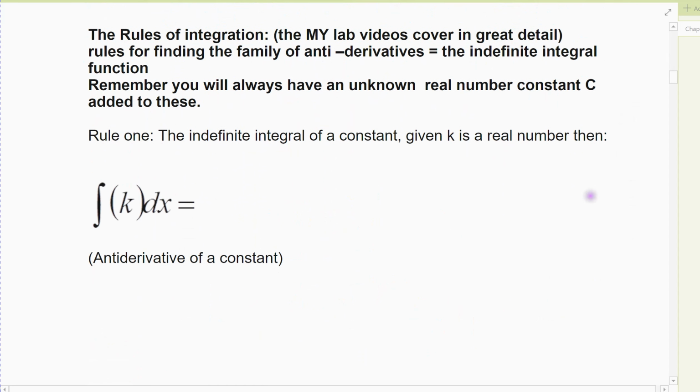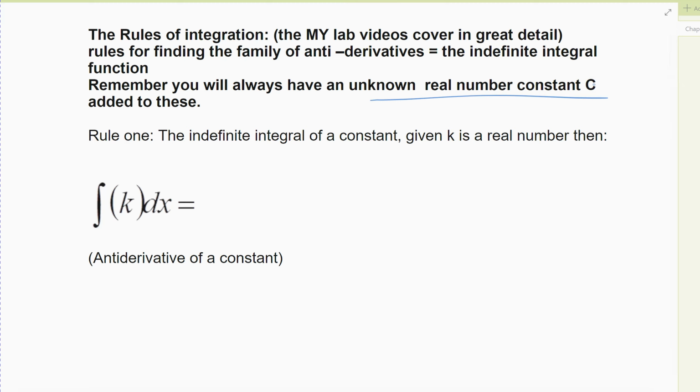Alright, the basic rules. Now we will add two more complex rules at the end of chapter 4. But the basic rules, and again, I'm just going to hit the basics. The MyLab video does a great job of explaining the family of antiderivatives, the integral, and all of that, so make sure you watch those. They talk about it in a little more detail. I didn't feel like re-going over the reason why you have to have that constant C. So make sure you do look at those.